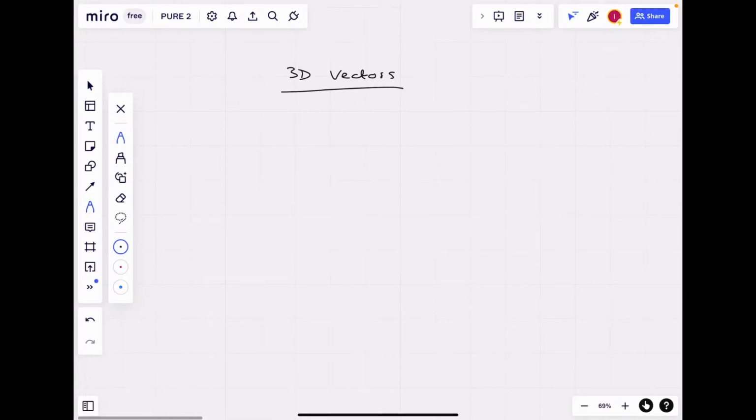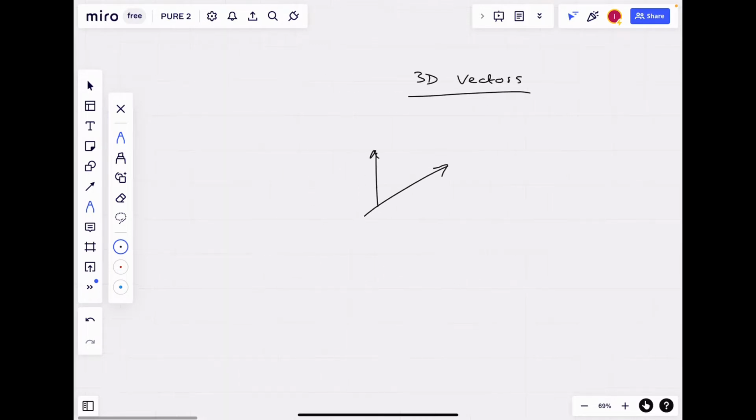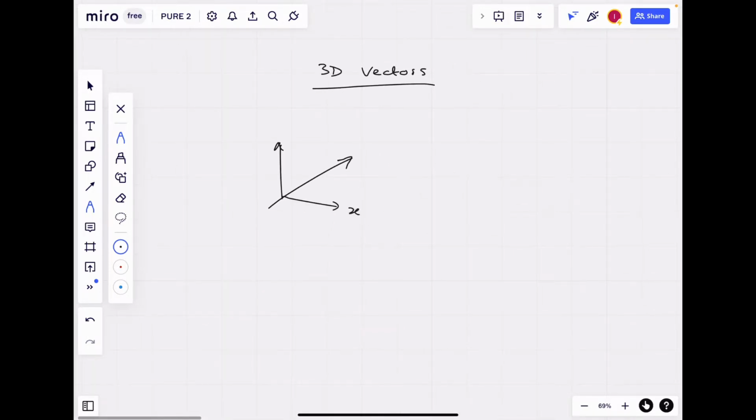In Pure 1, the vectors that you do are in 2 dimensions. So you're working with an x-axis and a y-axis. So as a result, your unit vectors are i's and j's, right? Now in A2, the only difference is there's another axis. So now you're working with an x, y, and z axis. So the unit vectors are i, j, and k.